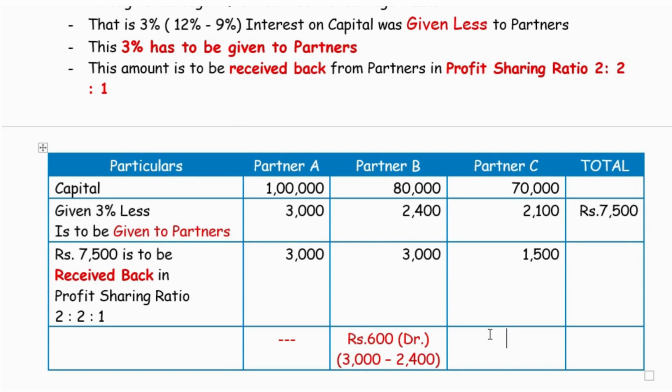In the case of partner C, he has to be given 2,100, but he has to give back to the firm only 1,500. That is the difference amount of 2,100 less 1,500. That is, this rupees 600 is to be credited to his account for the reason that he has to be given extra 2,100, but he has to return only 1,500. So adjusting this amount, 600 is to be credited to partner C.